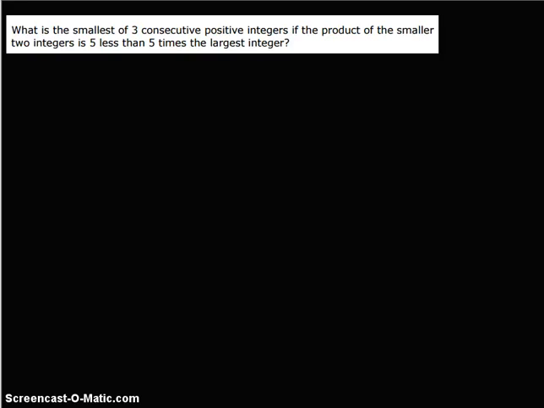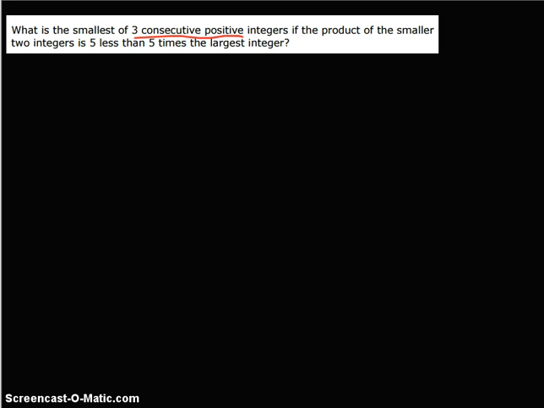Okay, question number 8. What is the smallest of three consecutive positive integers if the product of the smaller two integers is less than 5 times the largest integer? So there are a few keywords that we need to understand here. First of all, the numbers are consecutive, and then we do have 3 of them, and they are also positive integers. So we cannot have negative integers in this case, which makes it a little bit easier.